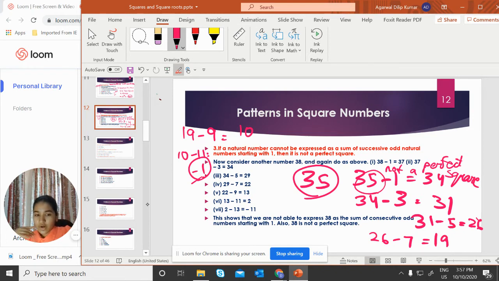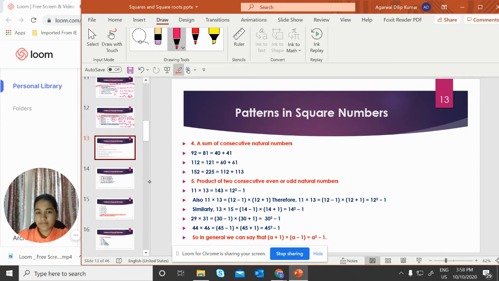This shows that we are not able to express 35 as the sum of consecutive odd numbers starting with 1. So 35 is not a perfect square. You have to subtract 1, 3, 5, 7, 9, 11, 13 and check. That's the third pattern. We'll go with the fourth pattern.